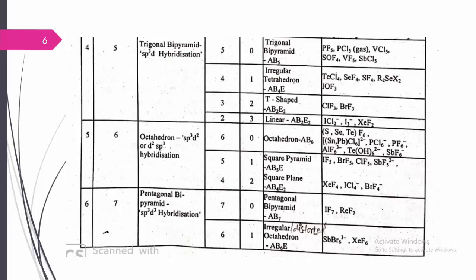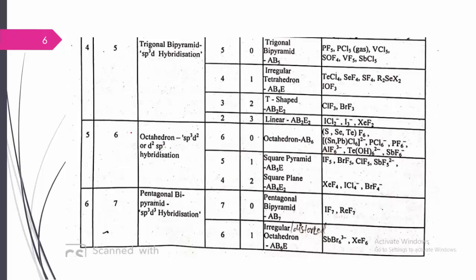At the same time, for trigonal bipyramidal, that is sp3d hybridization, having 3 bonded pairs and 2 lone pairs of electrons, we studied ClF3 already, which is an example of T-shaped molecules. Further, sp3d hybridization having 2 bonded pairs and 3 lone pairs of electrons forms a linear shape of the molecules. Again, octahedron, that is sp3d2 hybridization having 6 bonded pairs and 0 lone pairs of electrons, has an octahedron molecular shape.